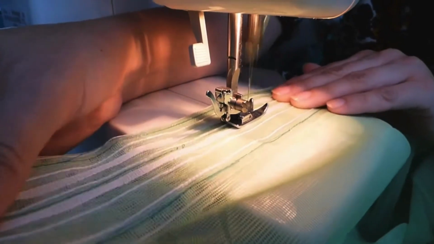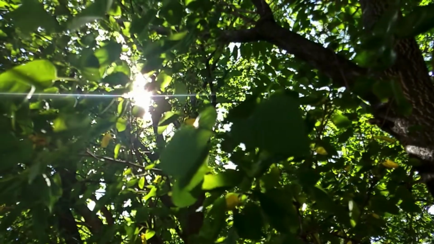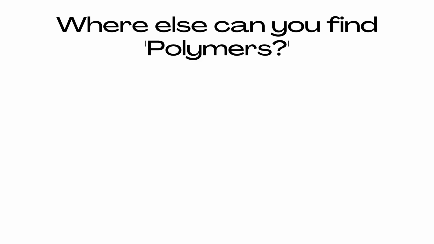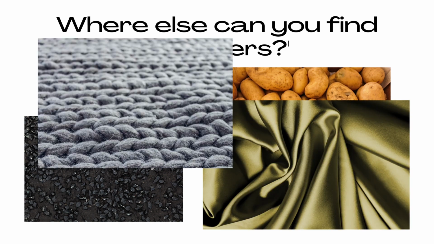Polymers. You can find them in your clothing, DNA, materials you can get from the trees around us, resins, and more. They can be considered as essential items that we use on a day-to-day basis.